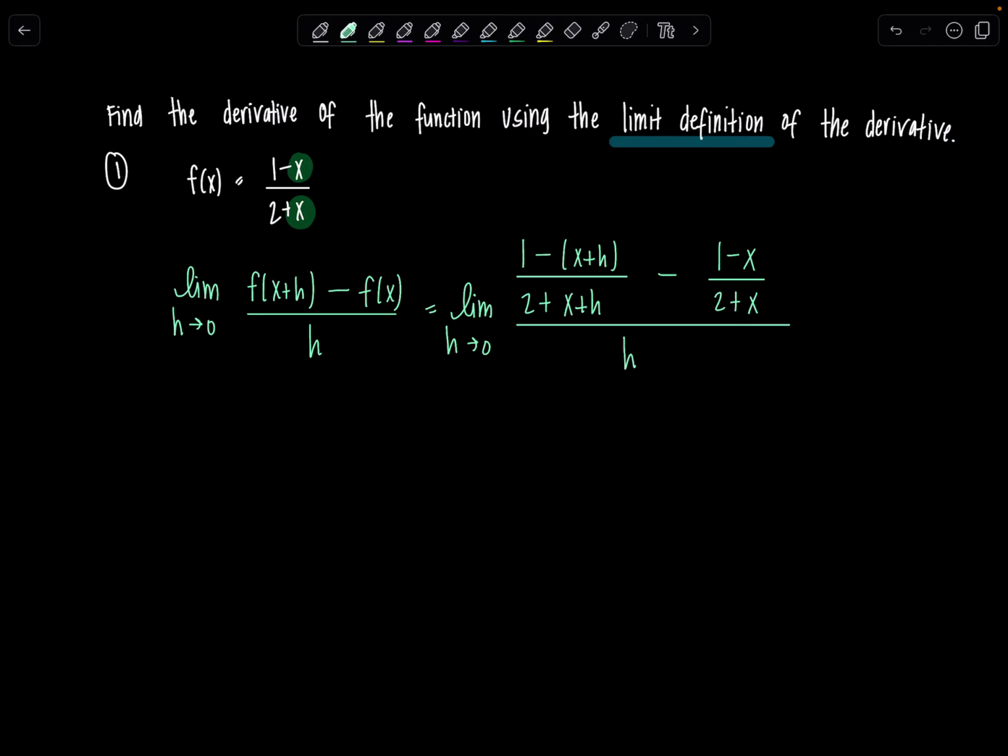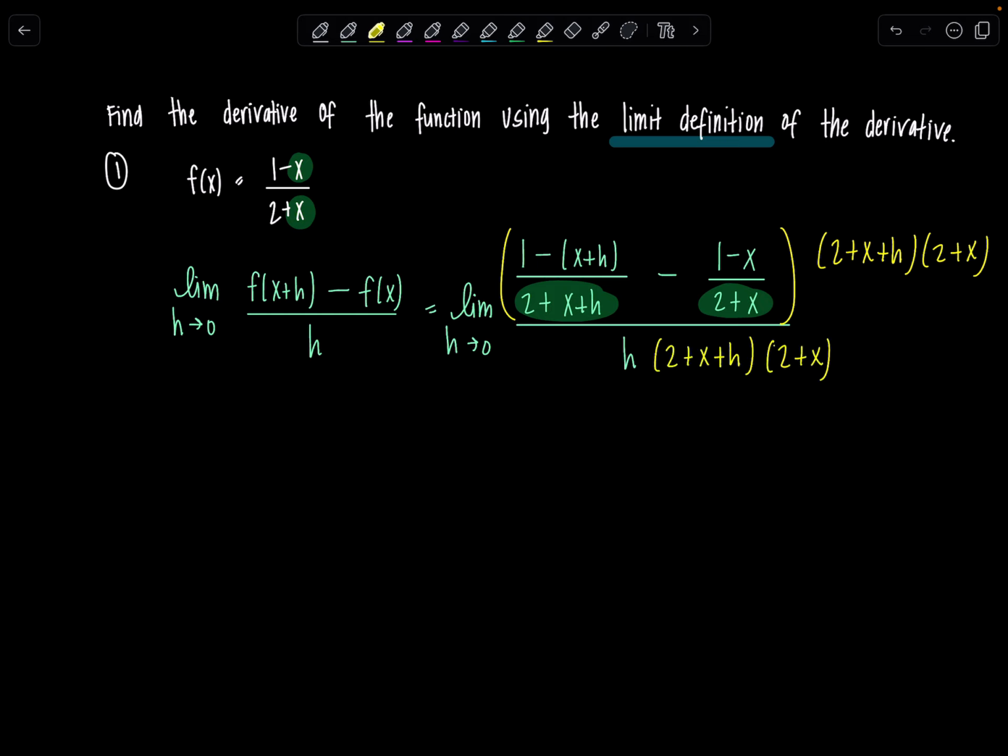Again, in order to evaluate this limit, since it's a complex rational expression, I have to simplify it. So the LCD of the minor denominators, of which there are only 2, is 2 plus x plus h and 2 plus x. So multiply by that top and bottom. The good news is this is a little more messy than some of the examples we started with. You only need to distribute in the numerator. Leave the denominator factored. That's true like 99% of the time in your calculus career, okay?